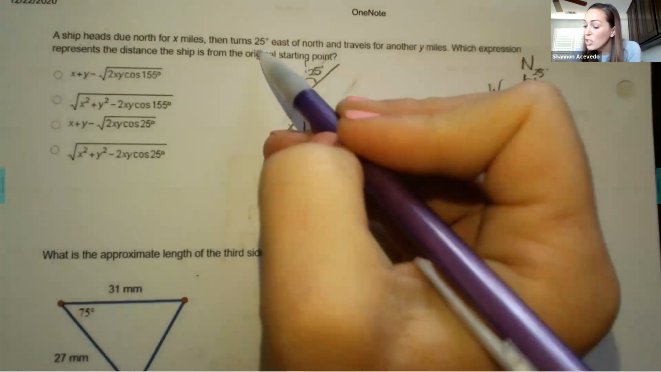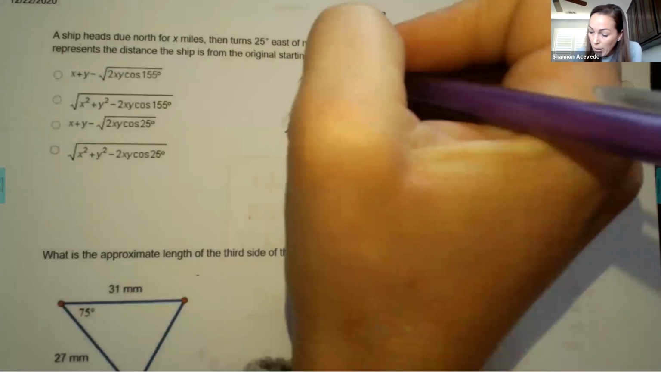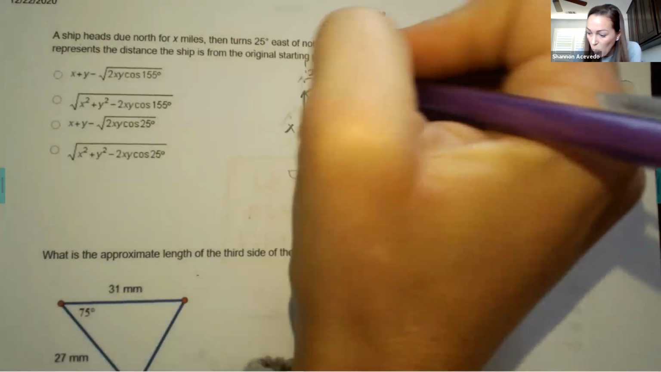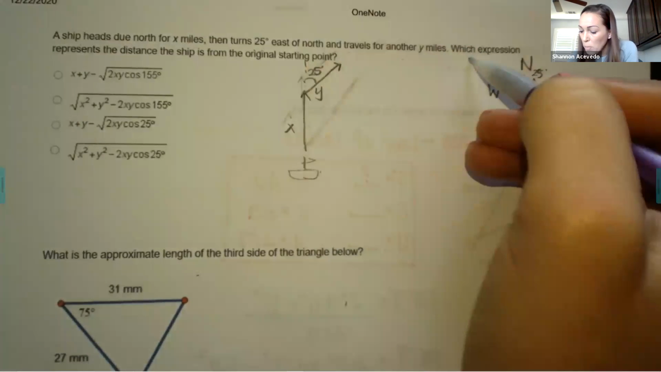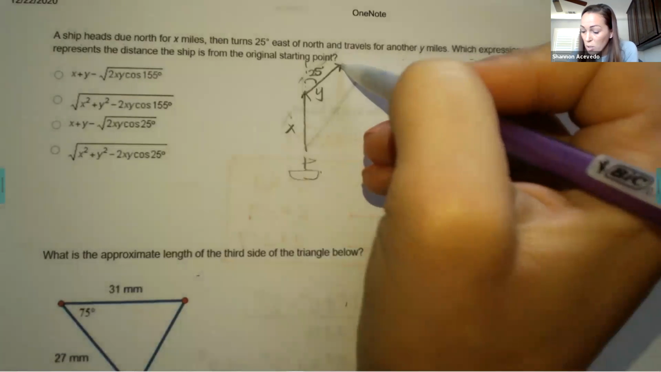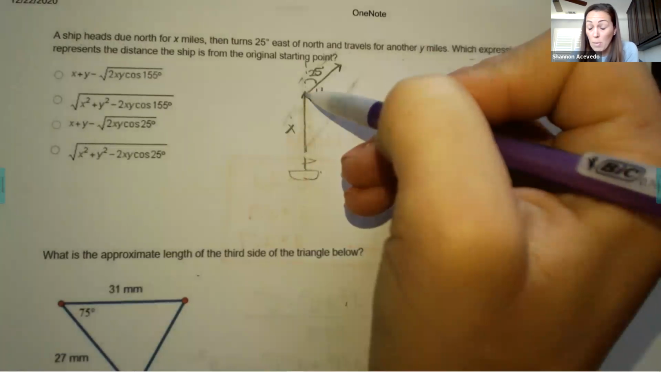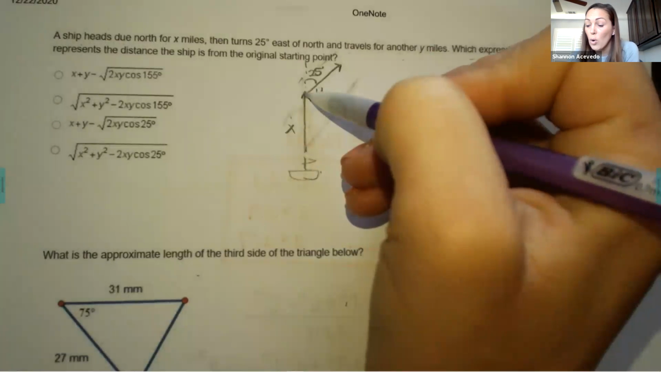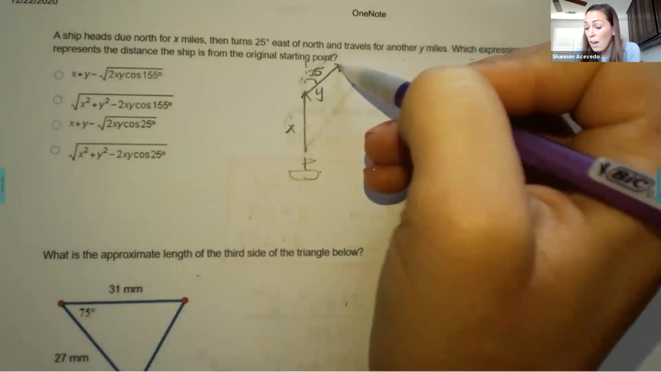So northeast and travels for another y miles. I don't know how far this has gone, but it traveled for another y miles. Which expression represents the distance the ship is from the original spot? So I want to know, okay, well, it went x miles north, then it went northeast 25 degrees, y miles.